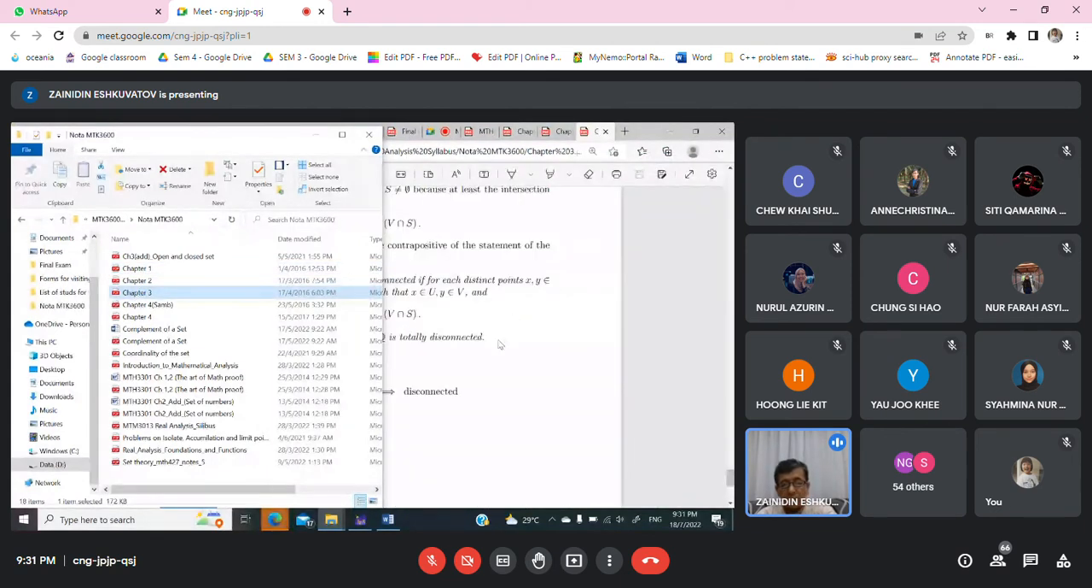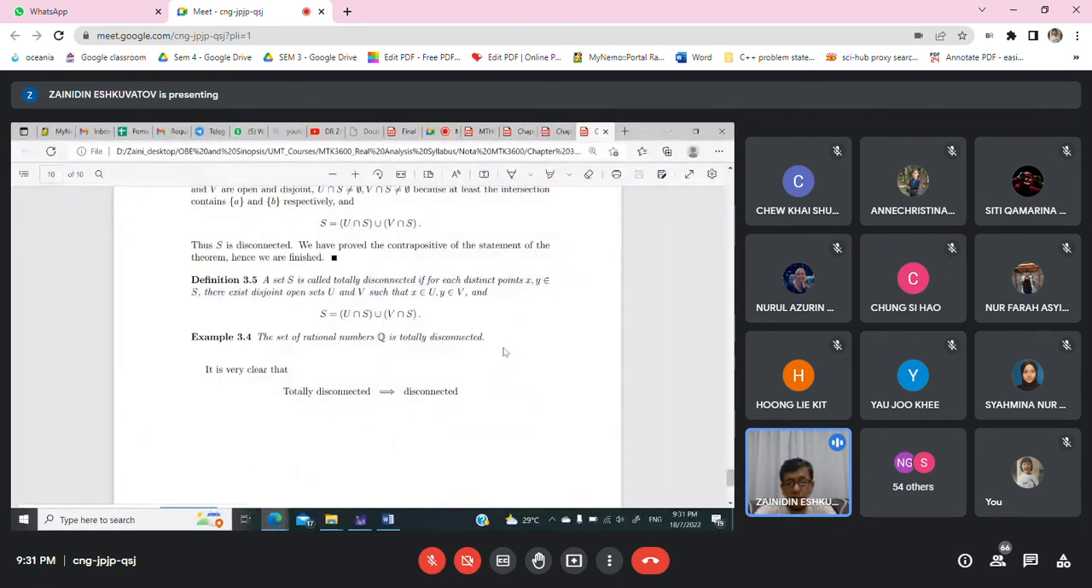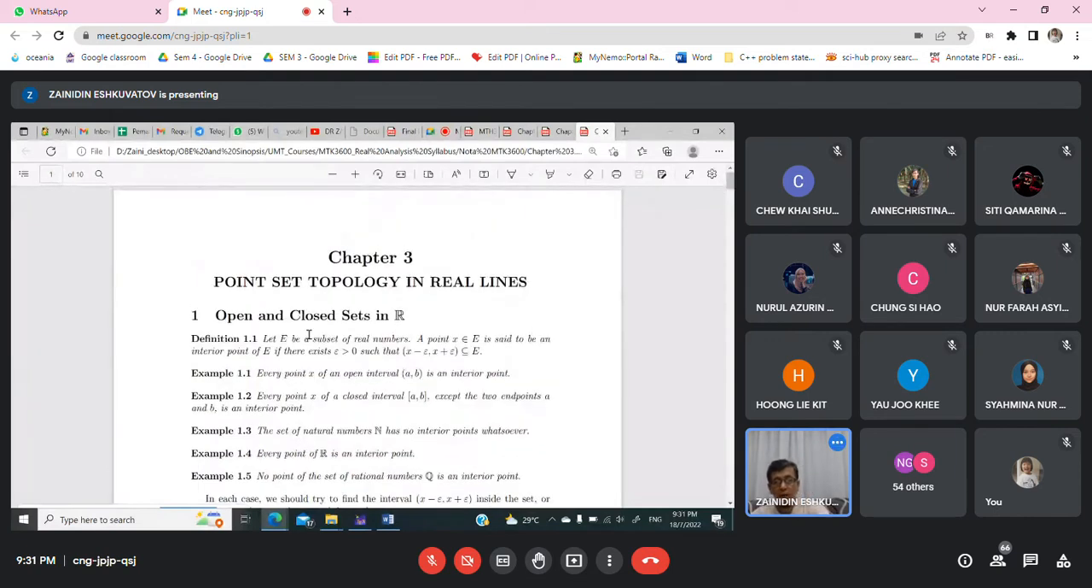Chapter 3 is also an important chapter, because here you have to know very well the definitions of open and closed sets. Using this definition, with a subset of the real numbers, a point X is said to be an interior point of E if there is an epsilon, please pay attention, such that this interval completely belongs to E.